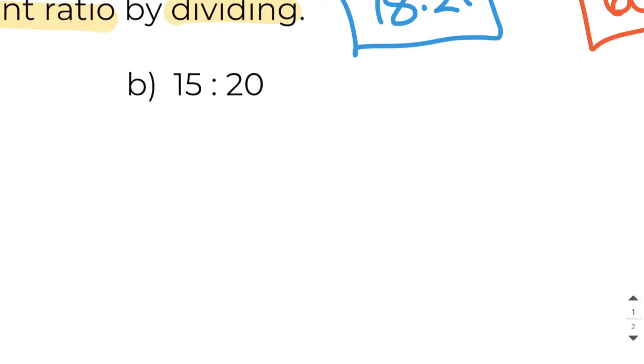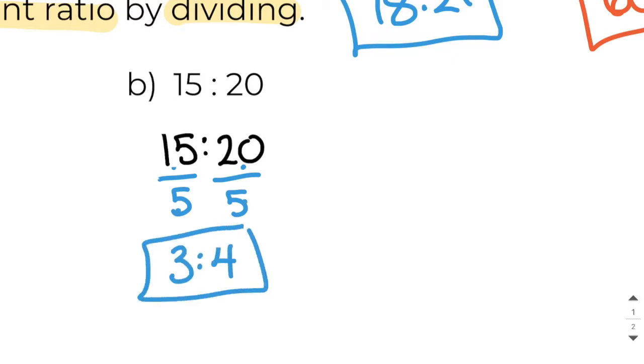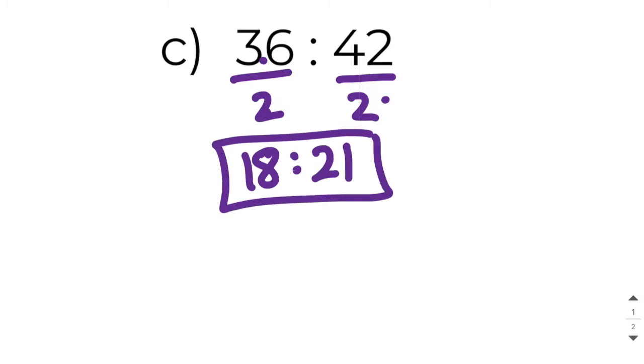In this example, 15 to 20, both 15 and 20 are divisible by 5. So I can divide this one by 5 and this one by 5. And 15 divided by 5 is 3. And 20 divided by 5 is 4. And that works as well. And then in this example here, I have 36 to 42. And I want to see what I can divide 36 and 42 by. Well, they're both even, so I could divide them both by 2. And 36 divided by 2 is 18. 42 divided by 2 is 21. So this is an equivalent ratio, okay?